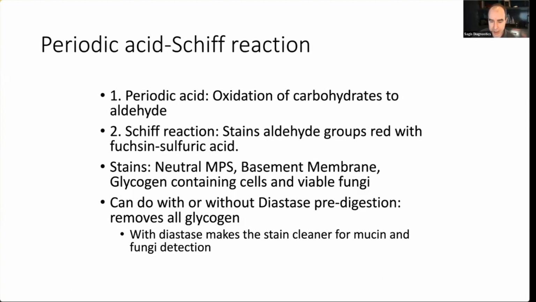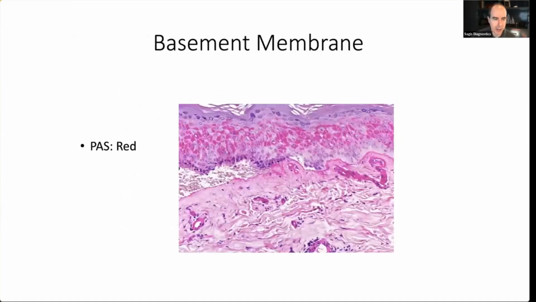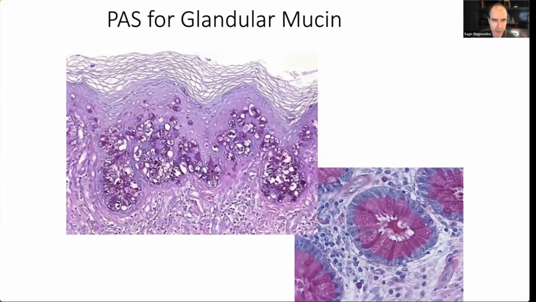So you'll hear that. And diastase simply splits, digests glycogen. It's the same enzyme that's in your saliva. So we can detect glycogen by digesting it. So here's an example of a PAS stain where it's staining the basement membrane red, blood vessel walls are stained red, and here's the glycogen and some keratinocytes. So if we were to add diastase to this, that glycogen and the keratinocytes would disappear. We'll see an example of that in a second.